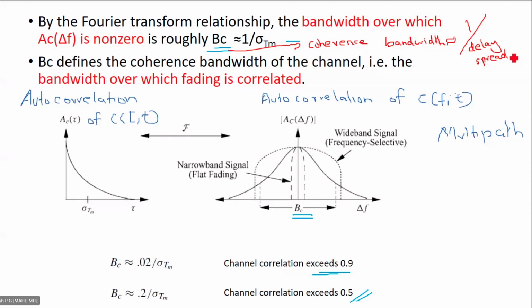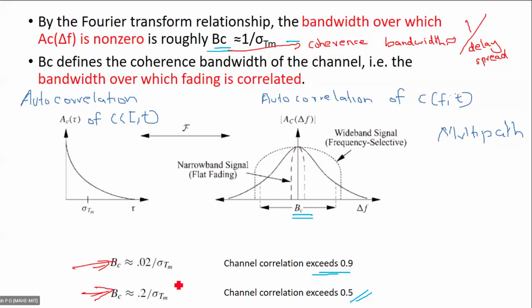So this is the rough relationship, and we'll see why it is 0.02 by delay spread and 0.2 by delay spread, etc. So you can see this equation, BC is equal to 0.02 by delay spread, or BC is equal to 0.2 by delay spread. There are multiple equations used in different papers. If you see different research papers, people come up with different kinds of expressions. So roughly we can say that coherence bandwidth is proportional to 1 by delay spread. That is a rough comparison.